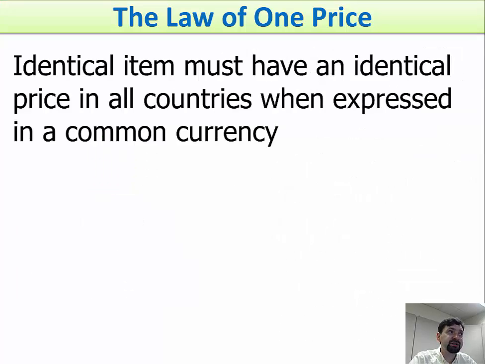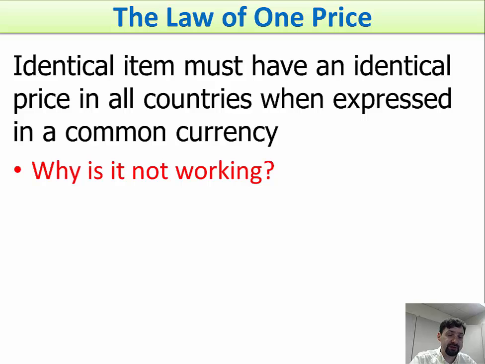Now, switching gears, let's talk about something completely different. It's related to currency exchange rates, but it's deeper than that. And that's what we call the law of one price. The law of one price says that in a free, pure market, the price for an identical product should be identical in every location.